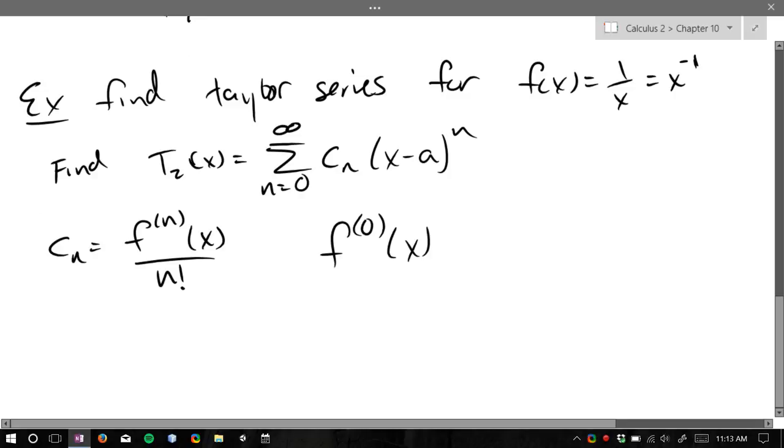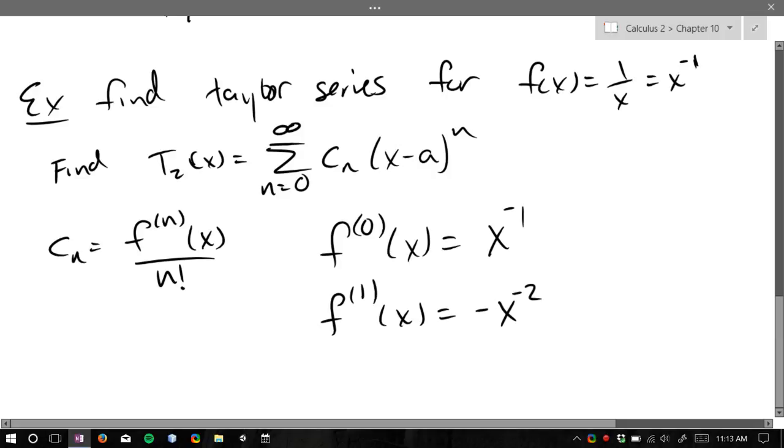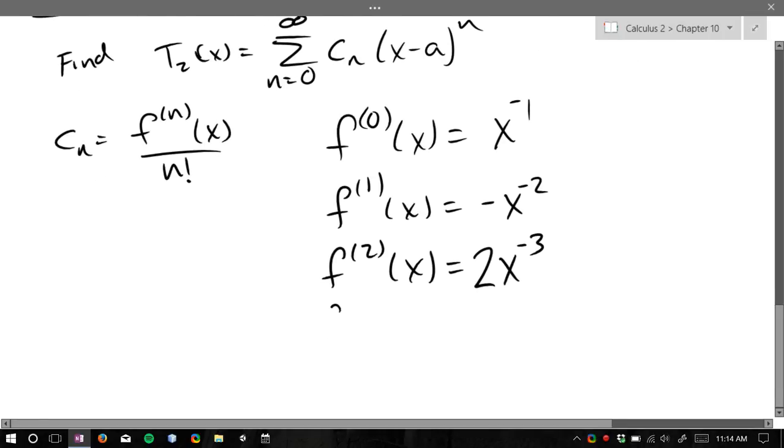So you could write f0 of x if you want to. That'll be x to the negative first power. First derivative of f of x: what's the derivative of x to the negative first? Negative x to the negative 2. Second derivative, so the derivative of that derivative, will be 2x to the negative 3. All right, third derivative. I'm going to write it as negative 2 times 3 so we can see the pattern develop.